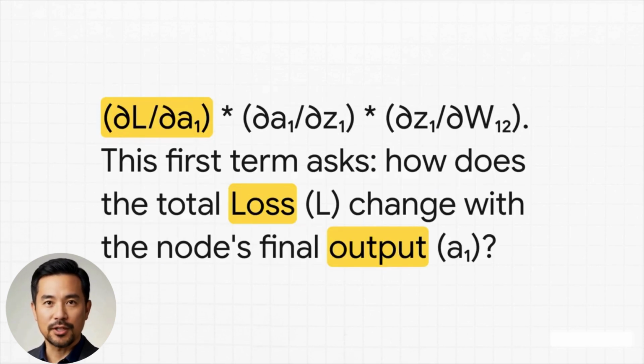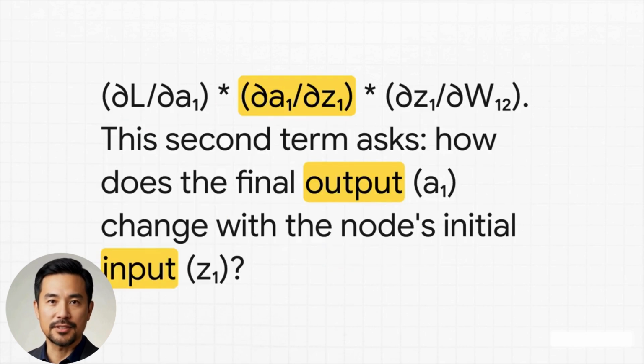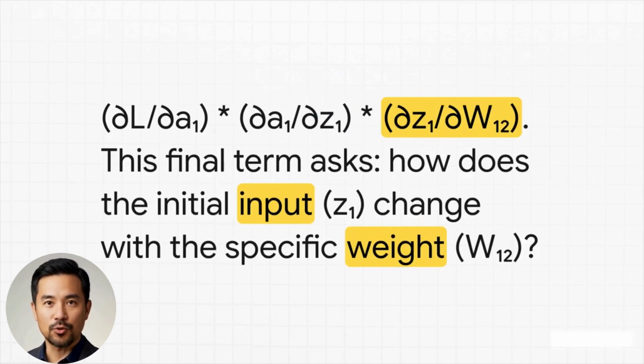Okay, first up, let's grab this first piece of the puzzle. This clue is all about figuring out how much the total error changes when the final signal, or the activation, from our node changes. Let's isolate this part and figure it out. Next, we're on to the second clue, this middle part right here. This one connects the node's output to its input. It asks, if the information coming in changes a little, how much does the information going out change? It's all about the node's internal logic. And our final clue brings it all home. This last piece connects everything back to the actual weight we're trying to figure out. It asks a simple question. How much does the node's input change when we fiddle with this specific weight? Solve this, and we've got all our puzzle pieces.